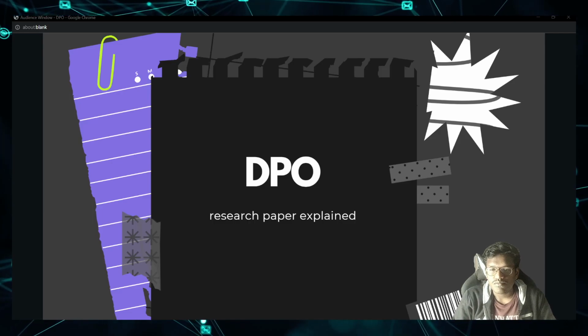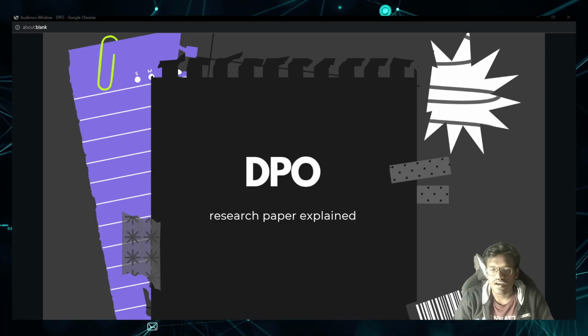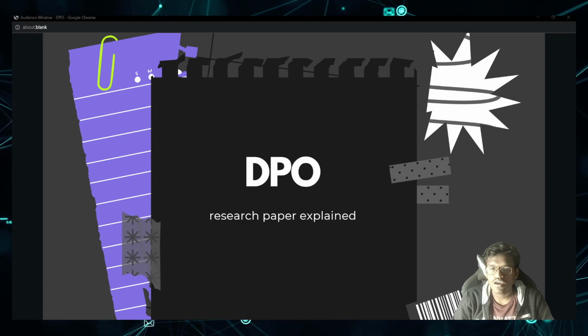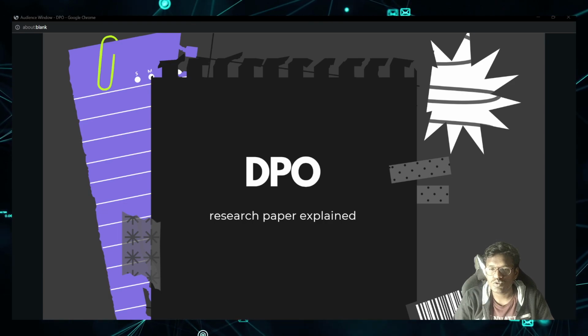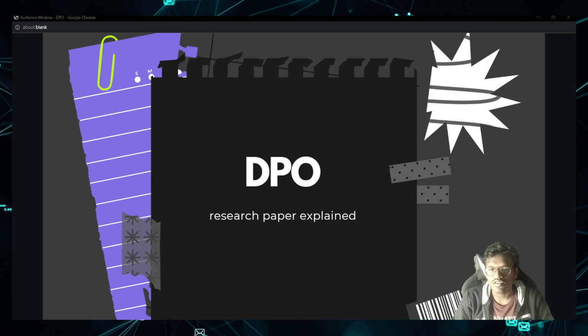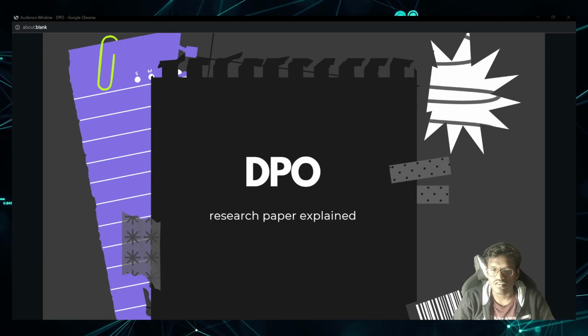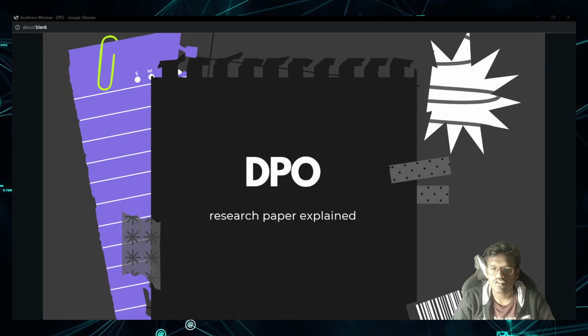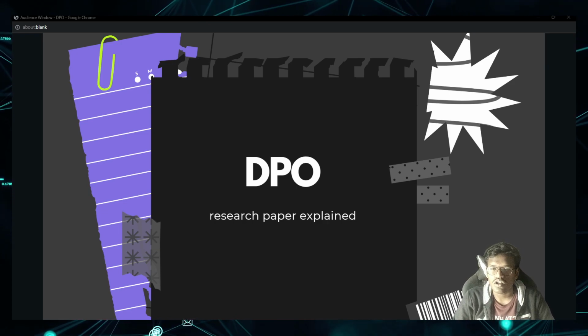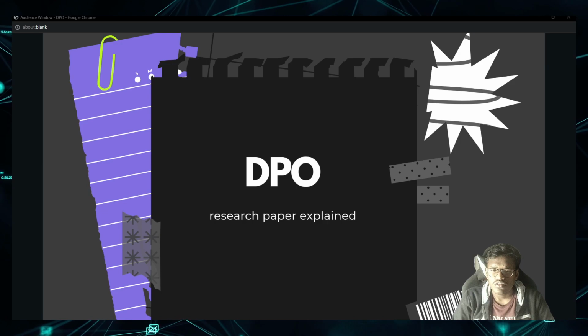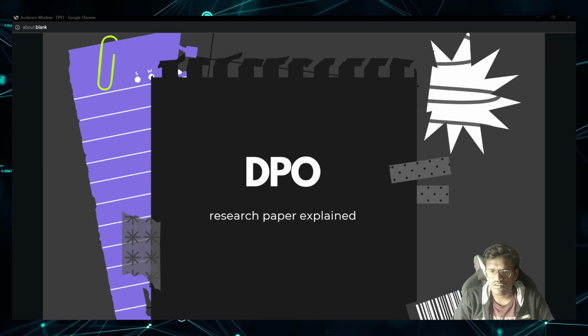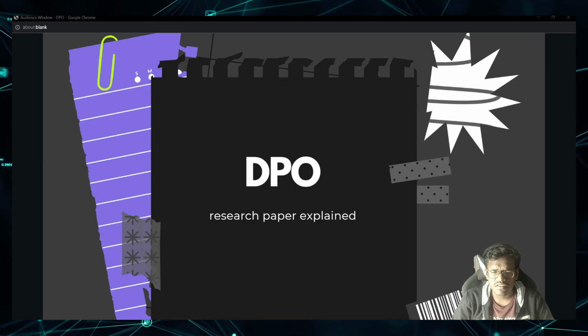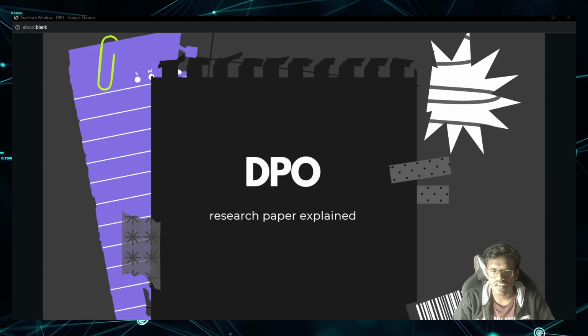Hello everyone, welcome to this second video of our NLP research playlist, where we are going to see in detail about DPO, which is Direct Preference Optimization. The paper is titled Direct Preference Optimization: Your Language Model is Secretly a Reward Model. It is one of the great papers which have been released recently.